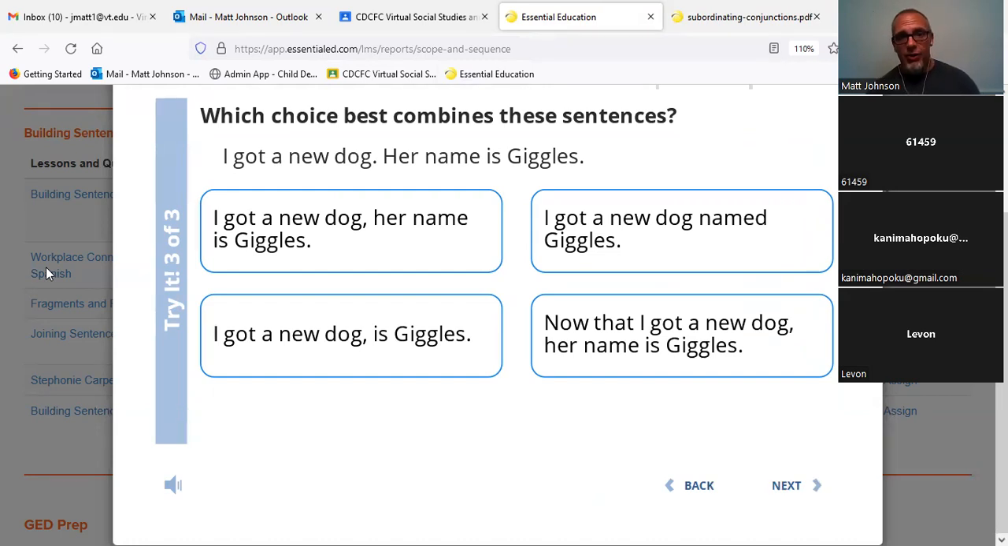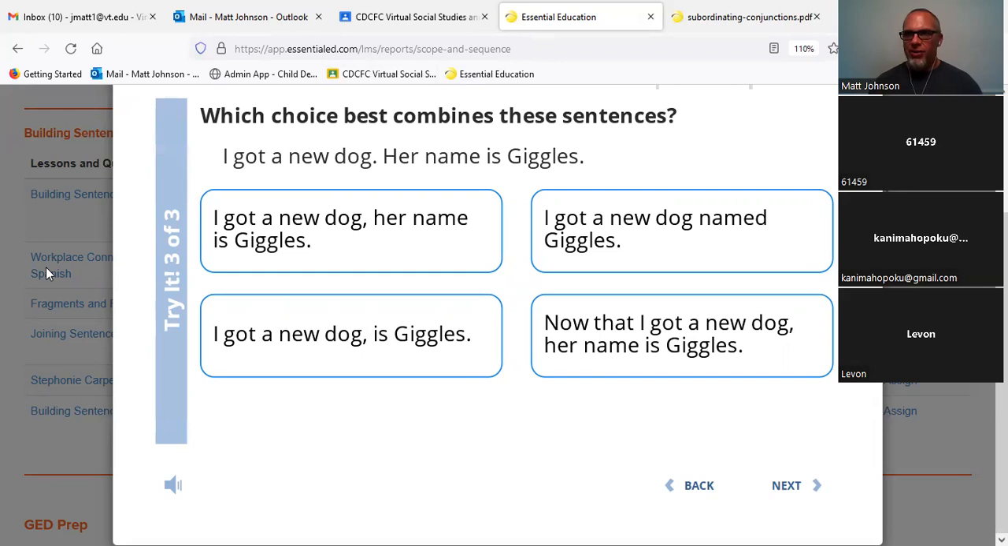You could say, I got a new dog and her name is Giggles. That's how you would use that in the first example there. I got a new dog named Giggles. I kind of like that one. Let's look at the other options here, see what we got. I got a new dog, it's Giggles. I don't know, that sounds almost like Russian people.